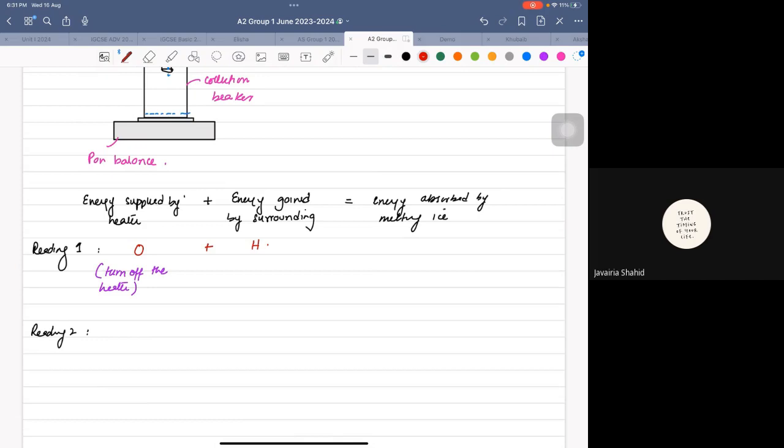And this energy is basically going to give us latent heat of fusion times the mass m. What is this mass m? This mass m is the mass of ice melted due to surroundings. Is it clear? Like that.